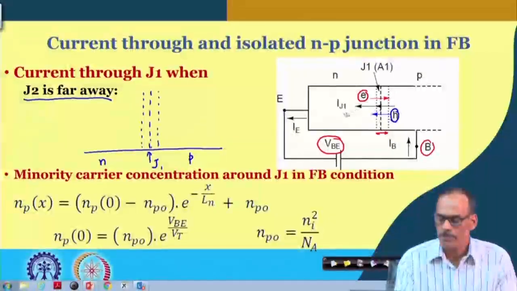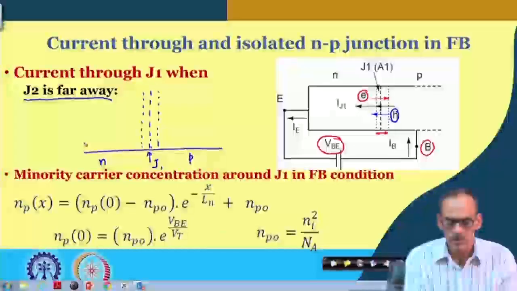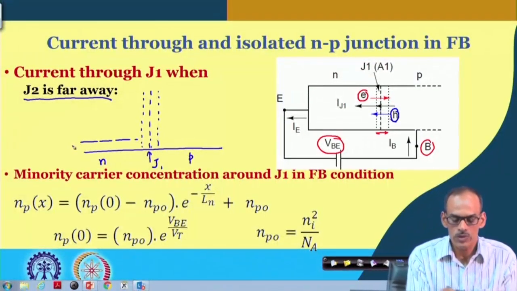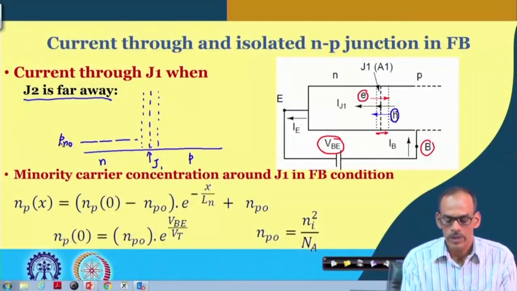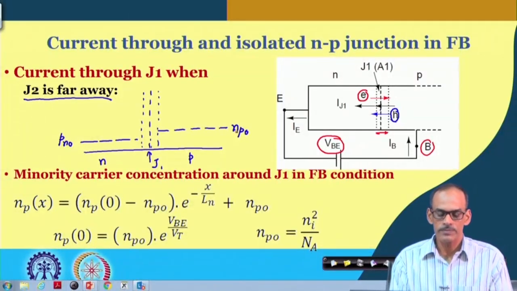Depending on the doping concentration in the N region, it will have a minority carrier concentration. In the neutral region, you may say that the minority carrier concentration here is P in the N region naught. Likewise, in the P region, the corresponding minority carrier concentration may be denoted as N in the P region in neutral condition.